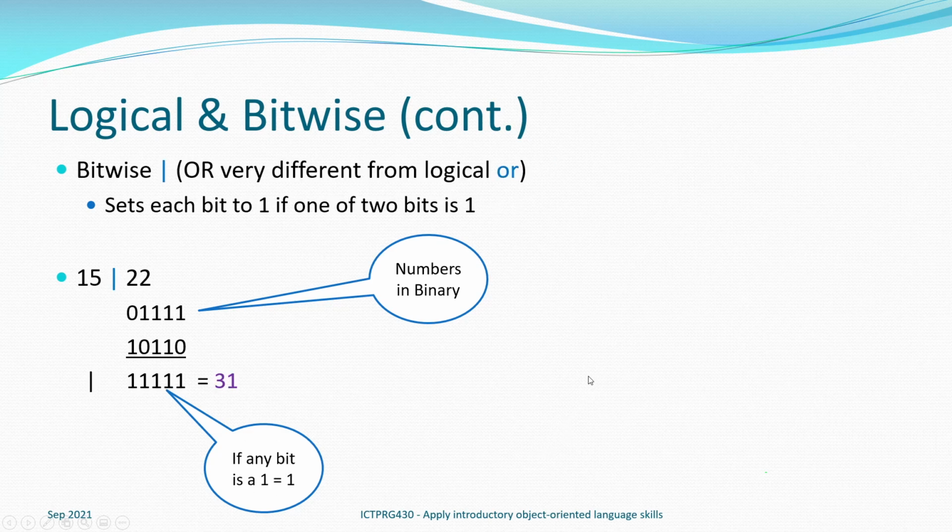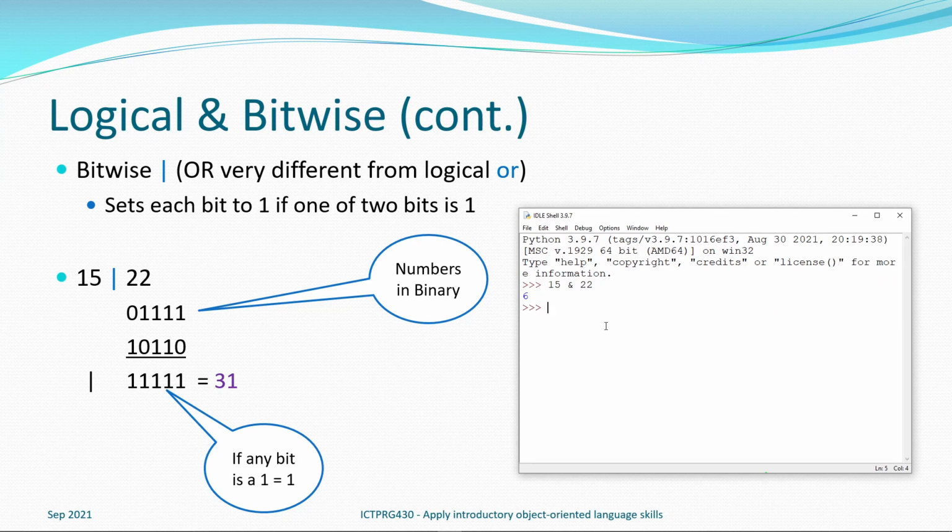Alright, so there's the AND. So the OR. So for each bit, set to 1 if one of the two bits is 1. So 15 or 22. Comparing the bits. If either one of those bits is 1, the result's going to be 1. So our result is 31. Now the pipe symbol is above the enter key normally.